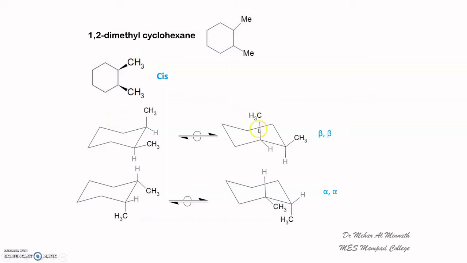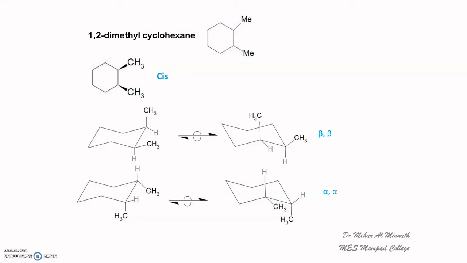Alright, now we'll see which is more energetic. Is it the beta beta or alpha alpha? Both look the same. Both are almost the same because there is one axial substituent and one equatorial substituent in all these four cases. So all of them are going to contribute in the same manner. Let us now look at the energy of these conformers.